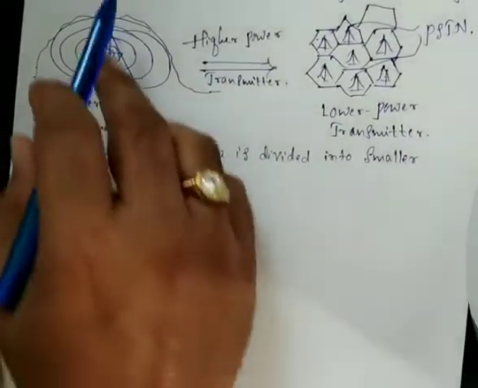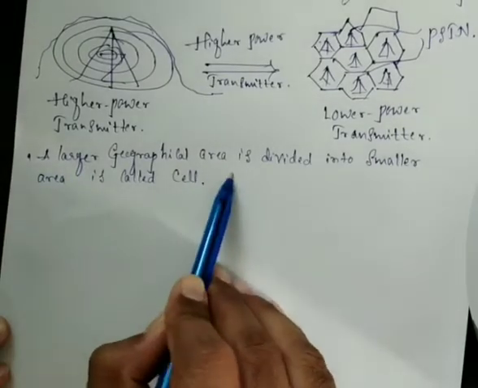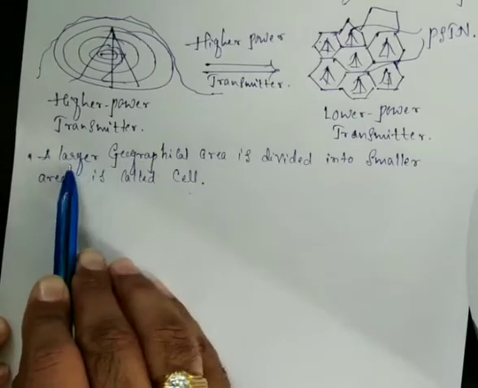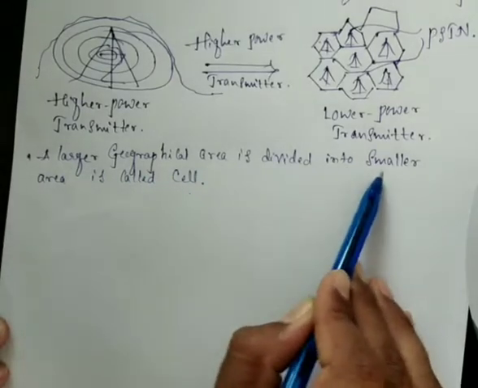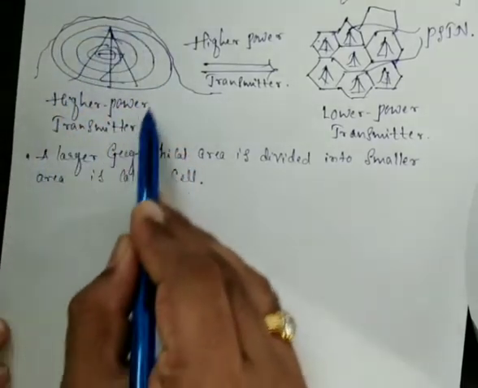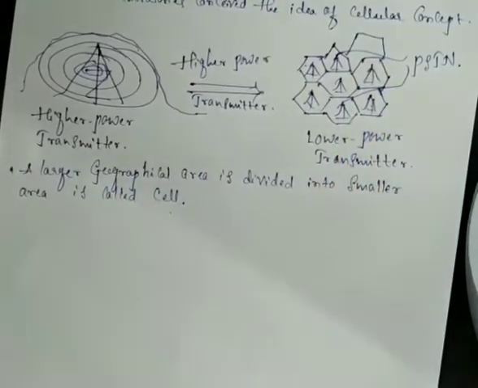What is meant by the cellular concept? The definition is that a larger geographical area is divided into smaller areas called cells. This is a larger geographical area, and it is divided into smaller cells.